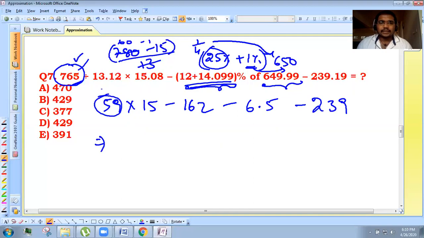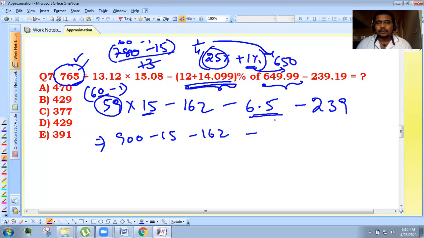59, make it 60. Make it 60 minus 1. 60 into 15, 15 sixes are 900, minus 15. 900 minus 15 minus 162 minus 240 plus 6, 246. So what will be your answer?